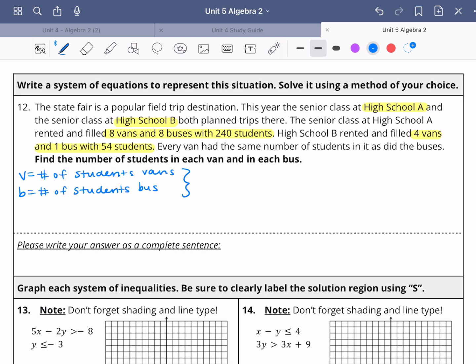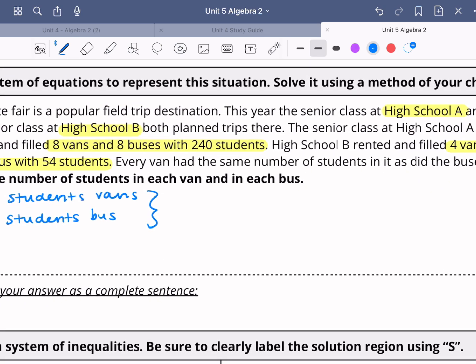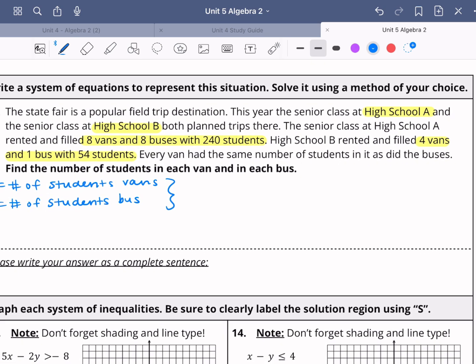Okay, this leads to 2 equations. One is going to be for high school A. They had 8 vans. V would be the number of students on each van. So if there's 10 students on each van, I would do 8 times 10, right? If there's 8 vans. So that's why I'm multiplying 8 with V. And then we know that there's also 8 buses for a total of 240. So this is high school A. High school B had 4 vans and only 1 bus for a total of 54.